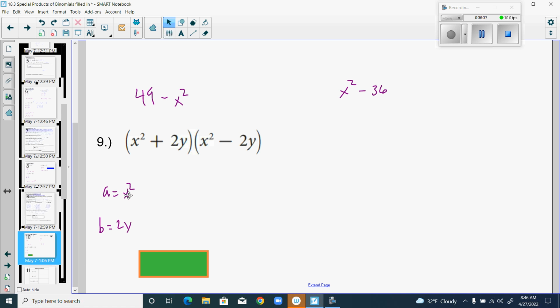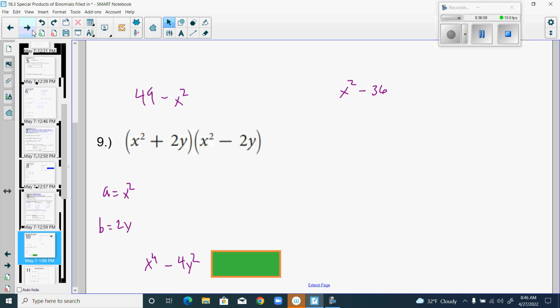And then I end up with subtraction in the middle because it's the difference of two squares. So hopefully you did an excellent job on those. And now what we're going to do is summarize all of that information here. So special products. These are the 3 things we talked about today.